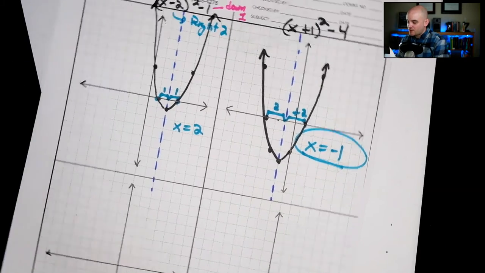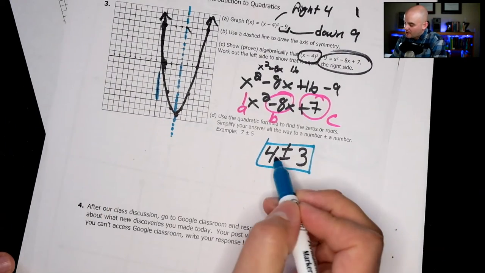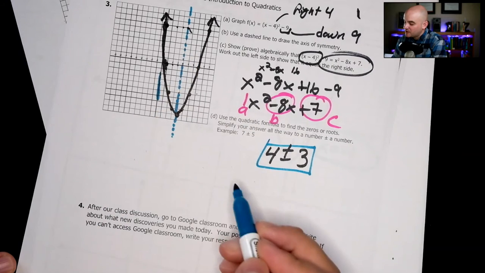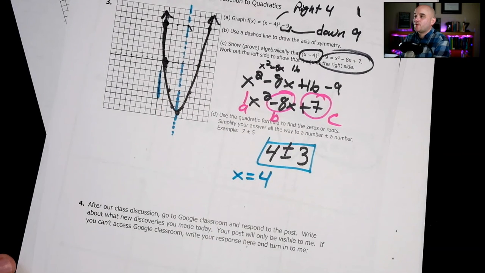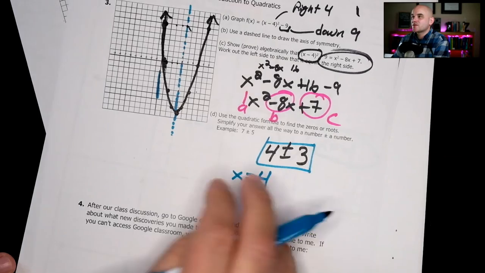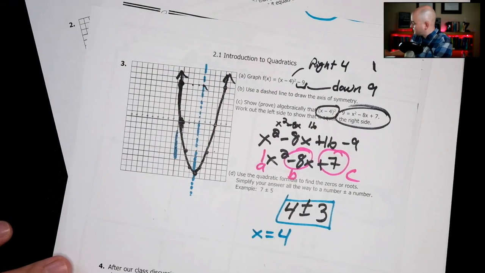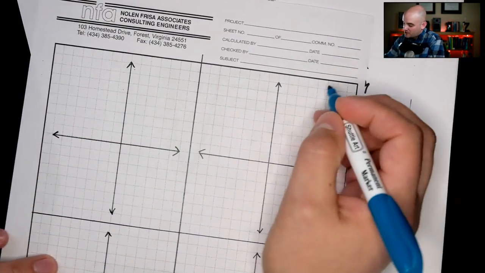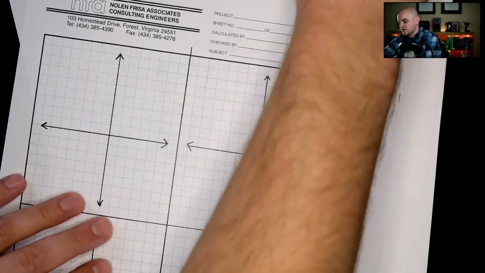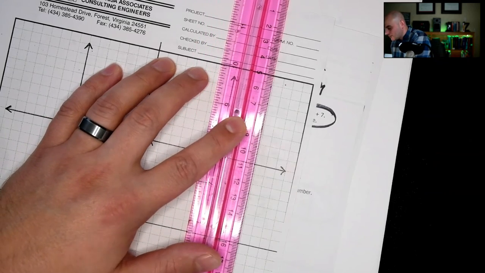What about this third one right here? So here's our graph, and we've got 4 plus or minus 3. Without even looking at the graph, you should be able to tell me the axis of symmetry is x equals 4. And then this plus or minus 3 says, if I were to just draw it out, the axis of symmetry, let's do that now. So if I were drawing this thing out brand new, and I draw out the axis of symmetry at +4, let's grab our ruler. 1, 2, 3, 4.